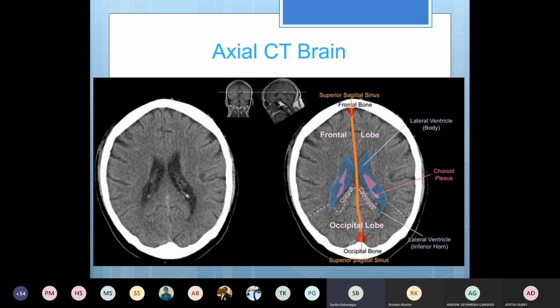As we go further down, caudally, you see the body of the lateral ventricle more clearly, and the slightly brighter structure inside is the choroid plexus of the lateral ventricles. These folds of cerebral parenchyma are called the gyri, and the spaces between them are called the sulci. So this is the frontal lobe, and you can see the superior sagittal sinus on either side.